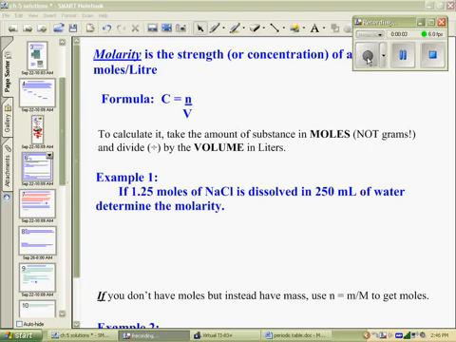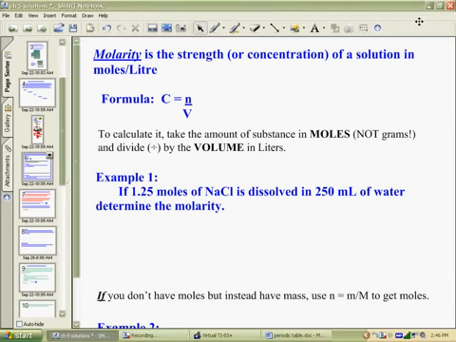Hi there. In this video, I'm going to help some of my students or other people learn how to calculate the molarity, or the concentration, of a solution in moles per liter. Now, when you see the word molarity, to a chemist that means one special thing.